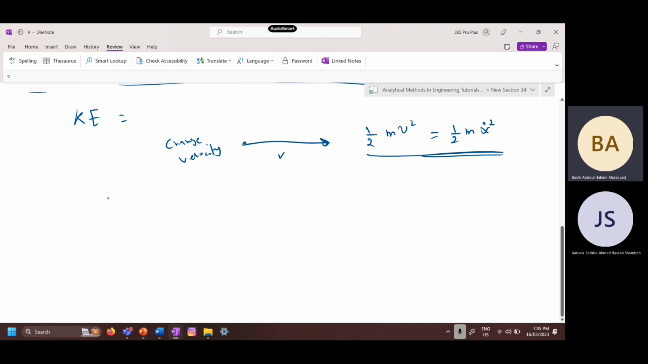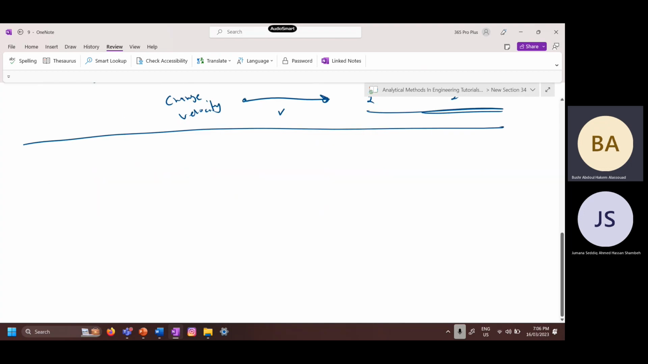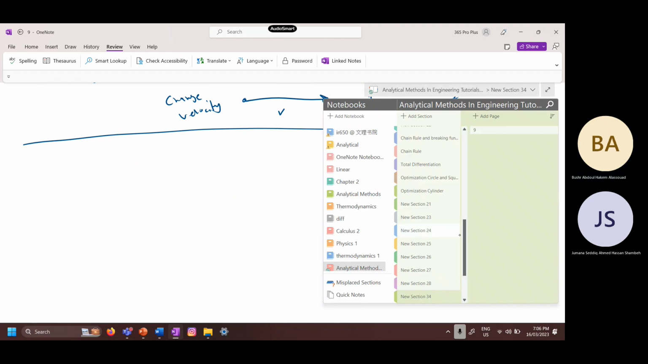What else do we have? We have the kinetic energy of a rotating object. We will keep this for the end, or you can say the other part of the tutorial. Okay, let's have an application of what we obtained here. Let's go to the next problem.